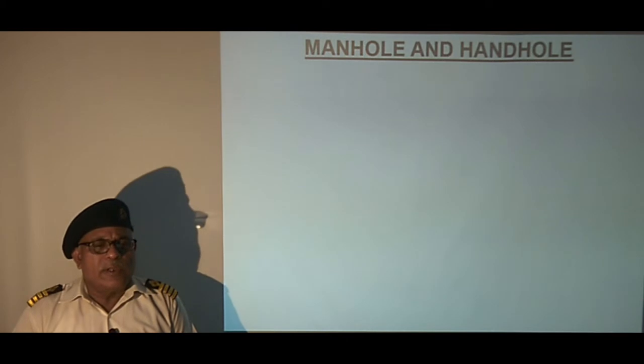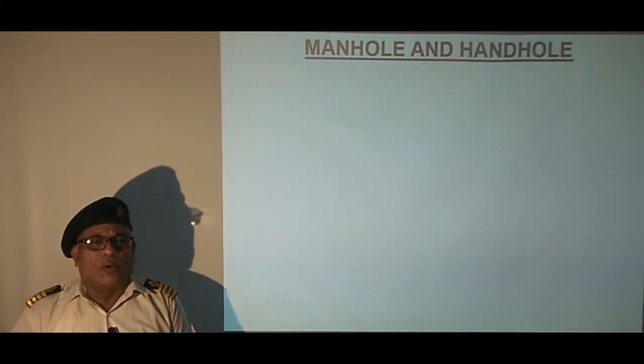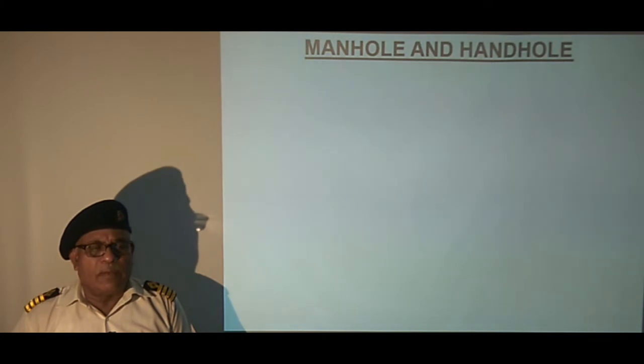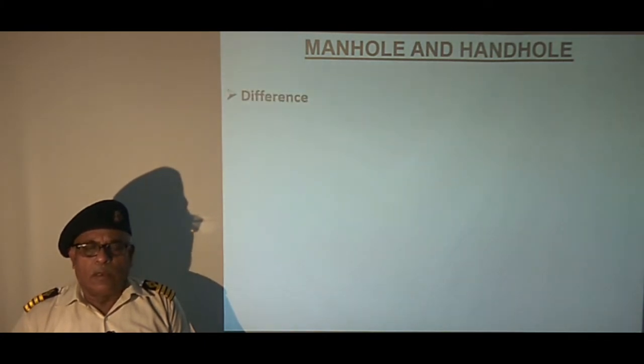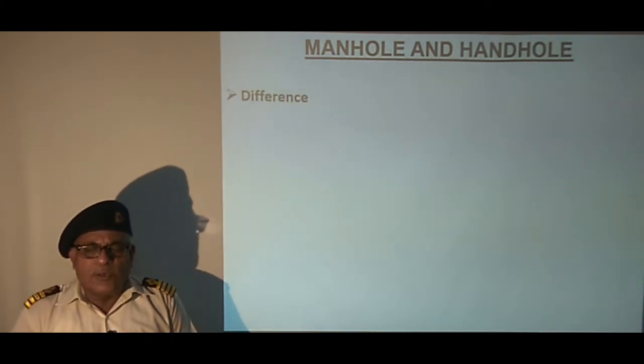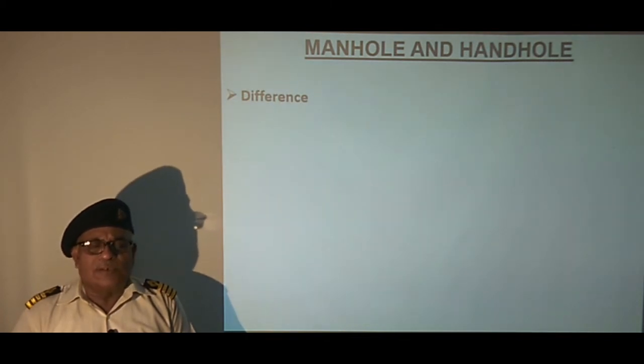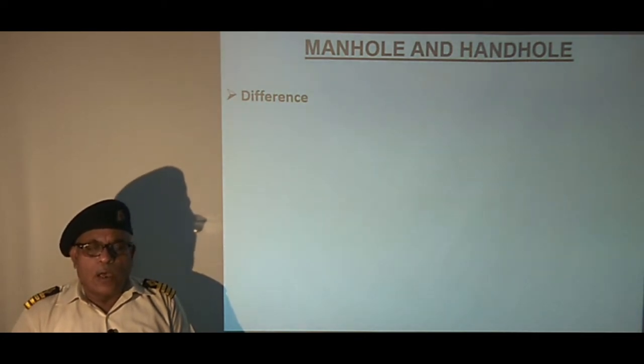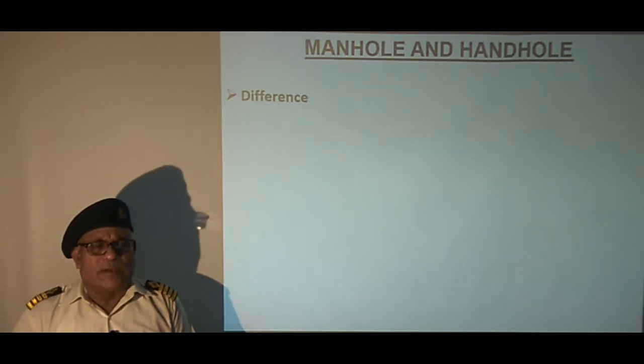The last mounting is manhole and handhole. So let's first see the difference between them. Handholes differ from manholes only in the size and are much smaller than manholes. Manholes are provided where there is space for a person to enter in the boiler drum, whereas handholes allow a person to access a narrow space from outside.